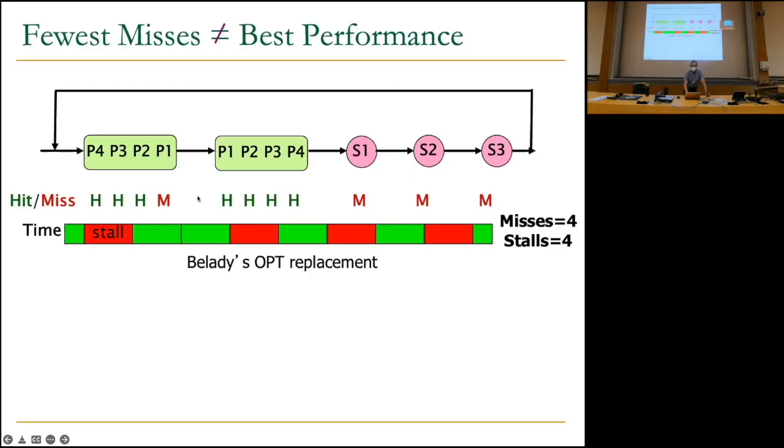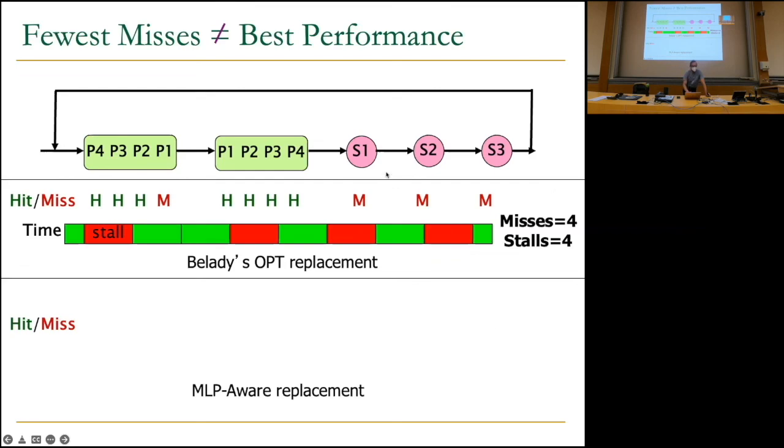So basically, this is what happens. You get 2 stalls. One stall over here for these parallel misses because they're overlapped mostly. And 3 stalls for these serial misses. One stall over here for P1. And 3 stalls over here for S1, S2, S3. So you get 4 stalls and 4 misses. Okay, not bad.